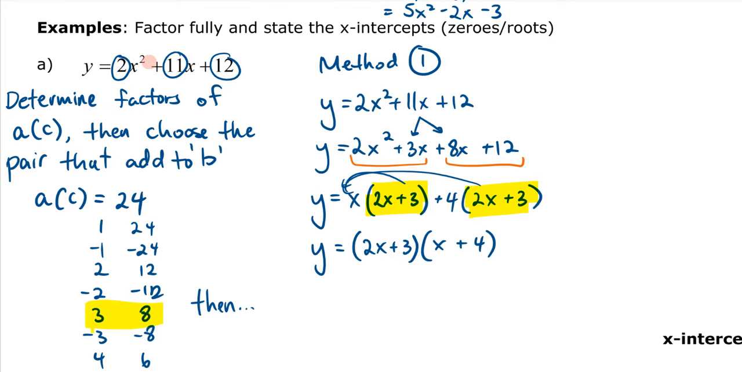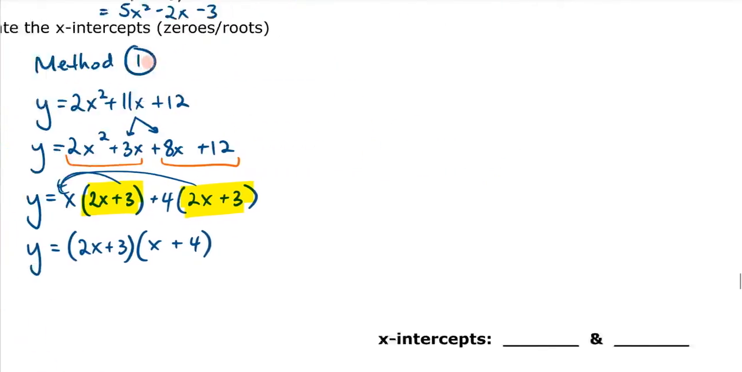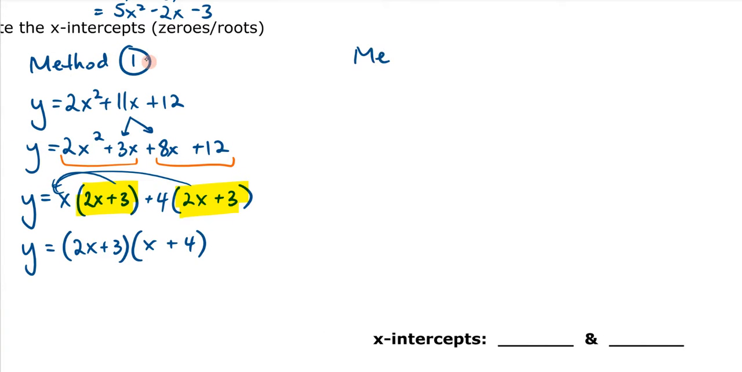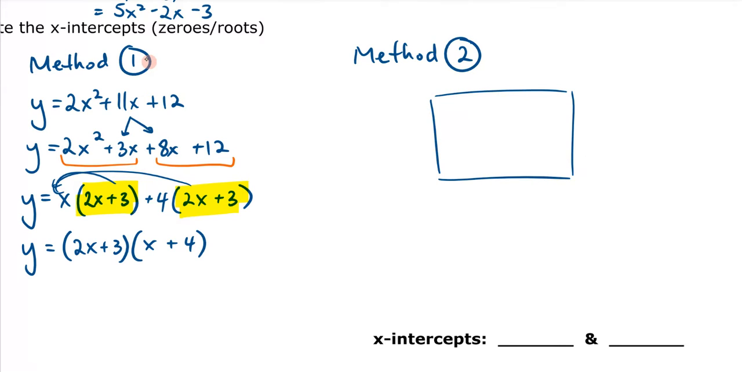Okay, so that's one method of doing it. Method number 2 is kind of like a reverse box method. So the reverse box method goes like this. You write out your 2x squared. You write out your 12 at the bottom, right? Just like you did when you're expanding. And we found the two terms are 3 and 8, right? So that's going to be your 3x, and that's going to be your 8x.